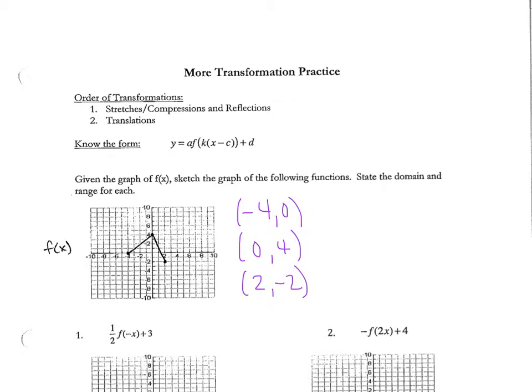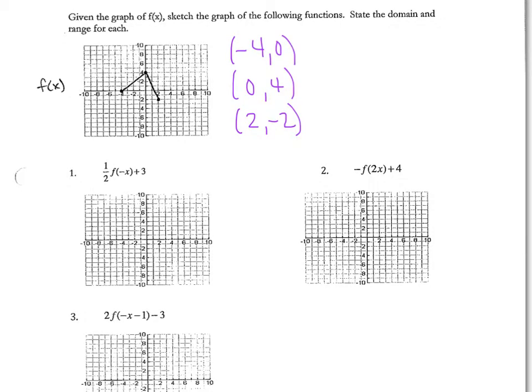If we can just think of those points and apply the transformations, sometimes it's a little bit easier. It's also a good idea to write down what the transformations are doing before you change all of the points. For the first one, we have 1/2 f of negative x plus 3.